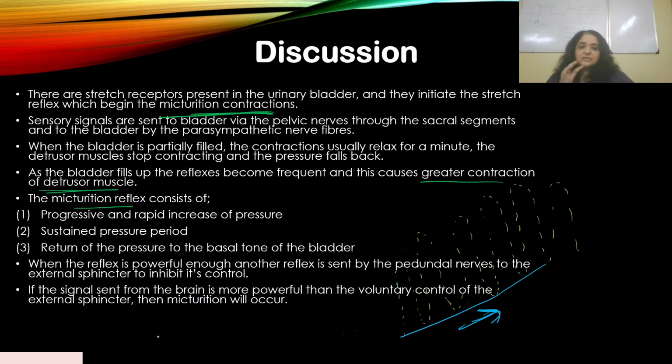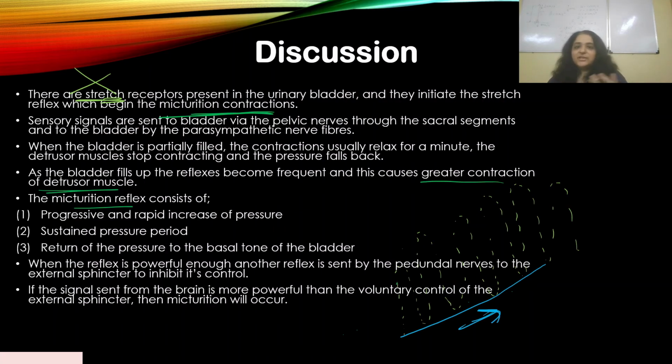If the signal sent to the brain is more powerful than the voluntary control of the muscle, when you want to sit and micturate, micturition will occur. So if these stretch receptors were absent, clearly all this would not happen. The sensory signals would not be sent. They would not initiate the stretch reflex and begin the micturition contractions. So all that would not occur. Clearly, stretch receptors are responsible for the micturition reflex to start.